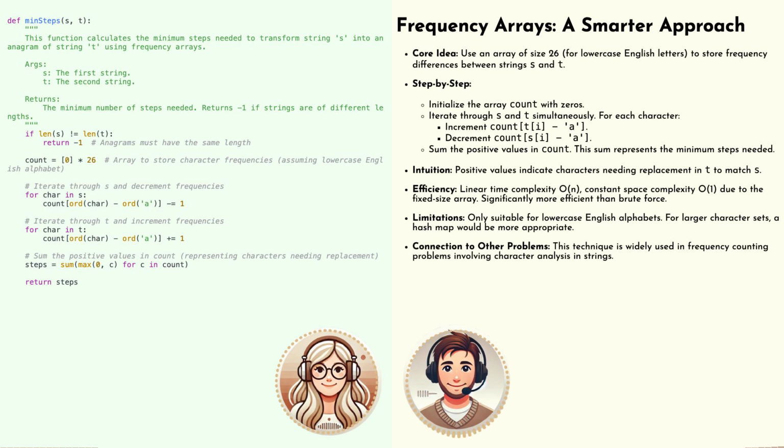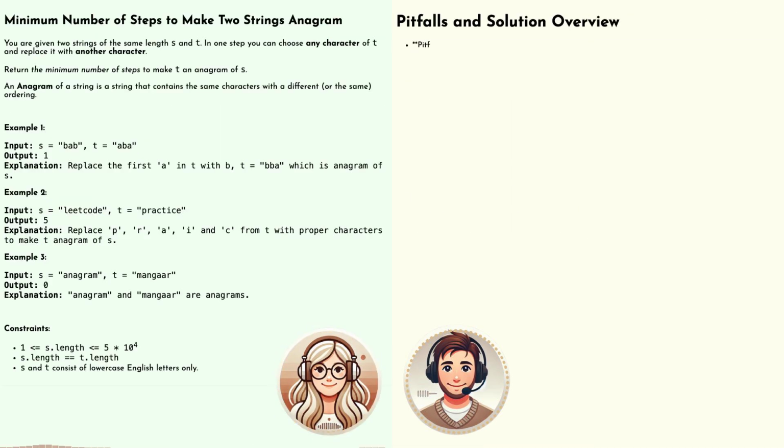So how does just counting letters help us figure out the minimum steps to transform one word into the other? Okay, so think of it this way. Once we have those counts, we can directly compare them. Any differences in those counts tell us which letters we need to change and how many changes we need to make. So we're essentially pinpointing the discrepancies between the two words. Exactly. And by adding up all those differences, we get the minimum number of steps needed to turn one word into an anagram of the other. Okay, I think I'm starting to see the light here.